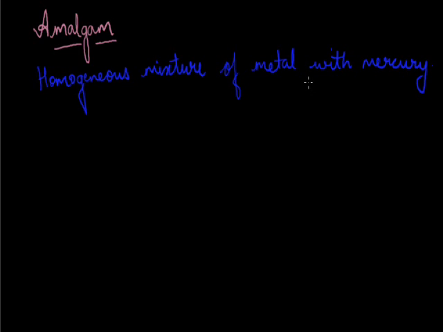For example, we have sodium amalgam, where the metal sodium is amalgamated with mercury. It is prepared according to use, depending on where you have to use the particular amalgam. So basically, amalgam is a type of mixture in which a metal is present with mercury. Now, if we see some examples, we can see the sodium amalgam.